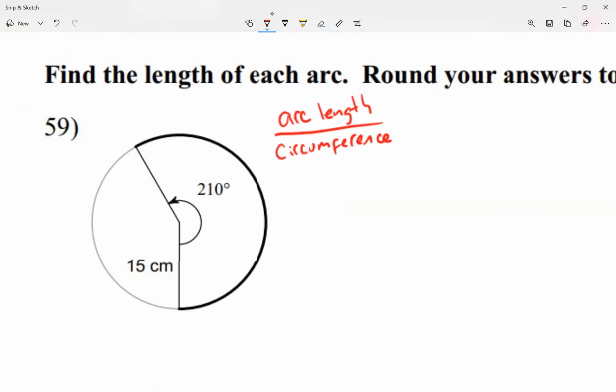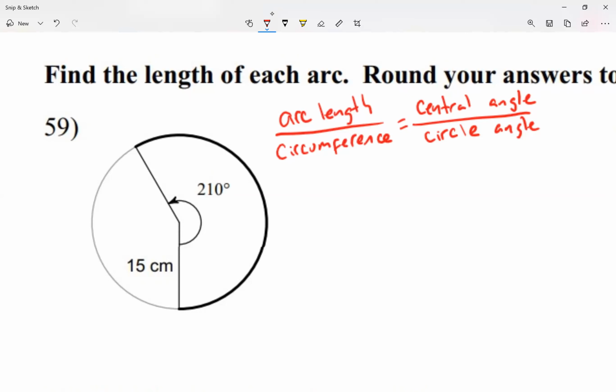Now the circumference is basically the distance around the whole circle. So my arc length over the circumference is equal to the central angle over, let's just call it, circle angle. Remember, circumference is the distance around the entire circle. The cool thing is the angle of a circle is always 360.